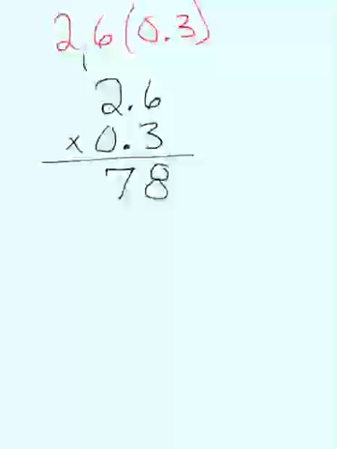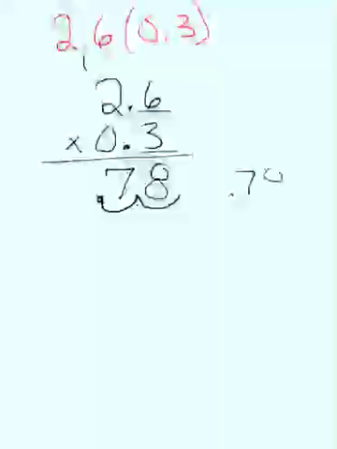Count how many were after the decimal in the original. 1, 2. Start at the end, move my decimal. How many places? 1, 2, 0.78. Yes. So when you're looking at the problem, you look at both numbers, top and bottom. Yes. After the decimal? Yes. All right. You count all the numbers that were after the decimal in the original. Good question. Any other questions?